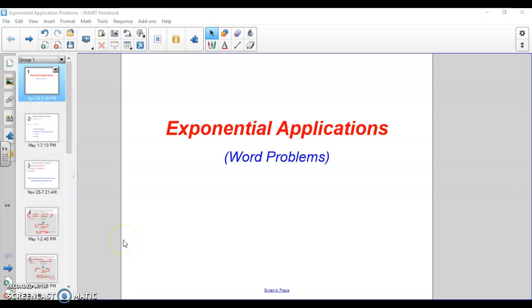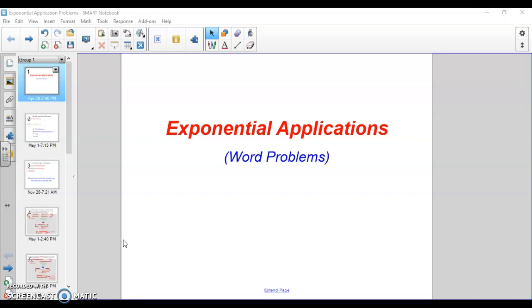All right, we're back at it. We're looking at exponential applications, which are technically going to be word problems. These are probably some of the easier word problems you'll ever do. You're just kind of following a blueprint. You don't need to make your own equation. We have formulas for you, and you're just going to plug it in your calculator.